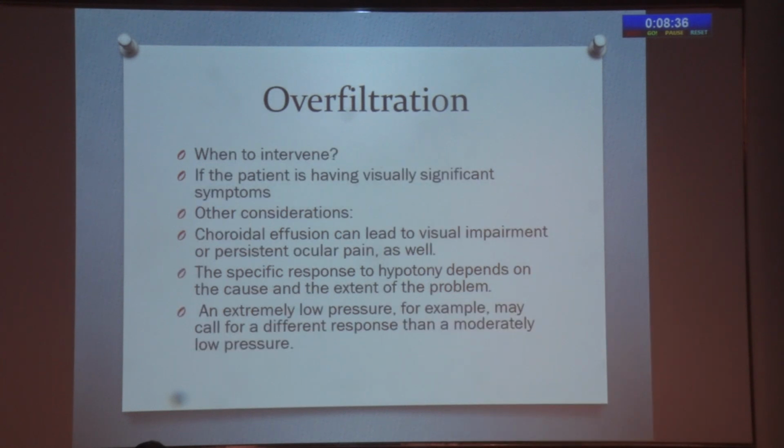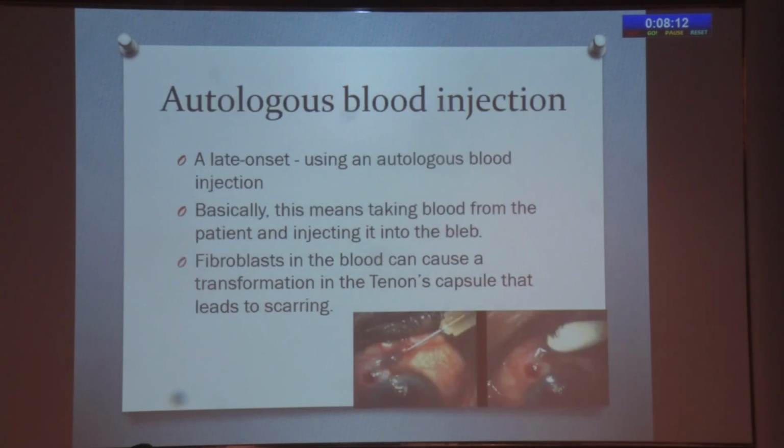When to intervene in such a case? As I said, if the patient has visually significant symptoms, then we have to, because it can lead to choroidal effusion. This also leads to persistent ocular pain, and sometimes it results in permanent loss of vision. And how much to respond depends on what is the cause of hypotony and how much is the extent of the problem. So the late onset can be managed by injecting autologous blood into the bleb area, though I am not using it much.